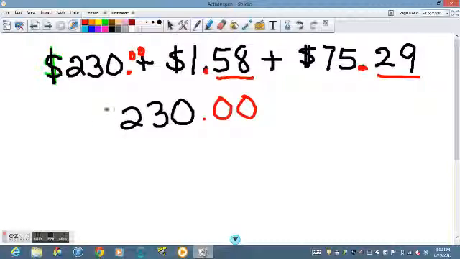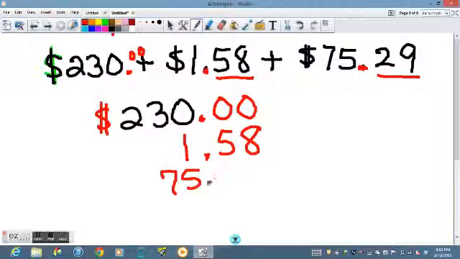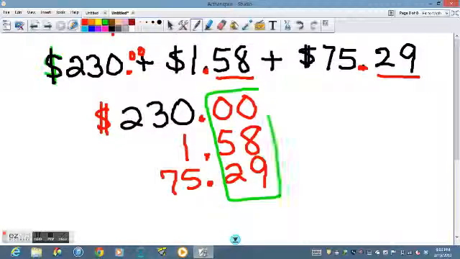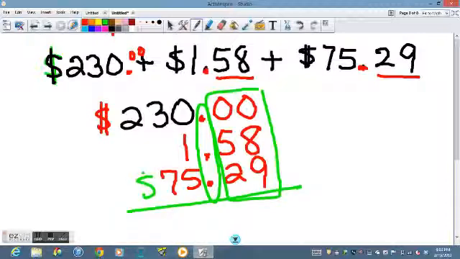Then we're going to write $1.58 and line up your decimals. And then we're going to write $75.29. So notice that all your cents are lined up here. All your decimal points are lined up, and then the other numbers are lined up as well. And there are dollar signs here.